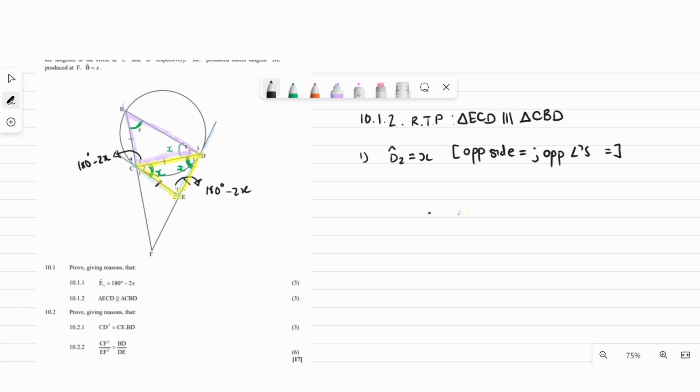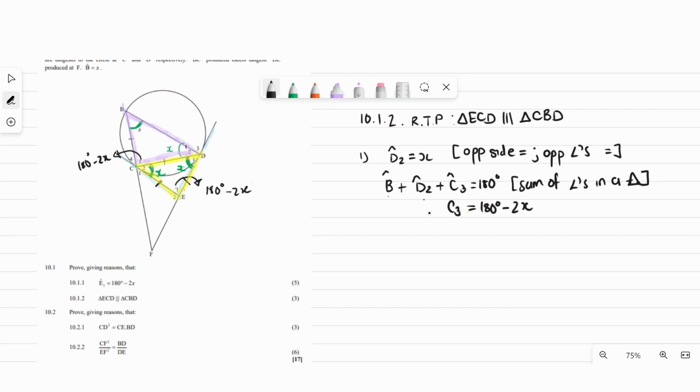So let's prove that C3 is also 180 minus 2x. So what we're going to say? We're going to say angle B plus angle D2 plus C3 is equal to 180 degrees. And your reason is the sum of angles in a triangle. So what do we know? We know that C3 is going to be equal to 180 degrees minus 2x, because B and D2 are x.